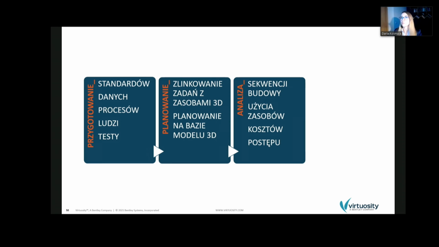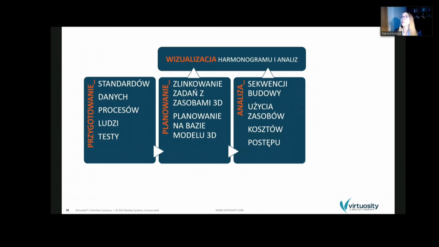At the stage of planning or creating the time schedule, the first step will be linking tasks to people who have 3D representation or do not. And we can also plan based on a 3D model with some external tools. And at the same time, planning, we analyze the sequence of the construction site, and we analyze our resources. Remember, time is one of the resources. We analyze costs, and then we will analyze progress at site compared to what we had planned.